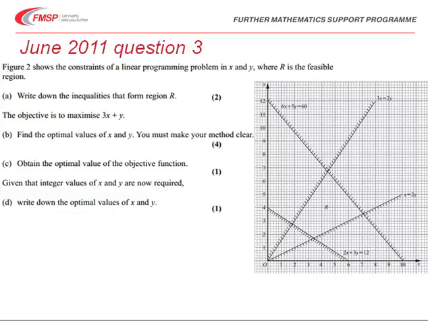We're asked in part A to write down the inequalities that form that region, and then given that the objective is to maximize 3x plus y, we're to find the optimum values of x and y, making our method clear. Then in part C, obtain the optimum value of the objective function. And finally, given that integer values are required for x and y, rather than any values, we're to write down the optimum values for x and y in that situation.